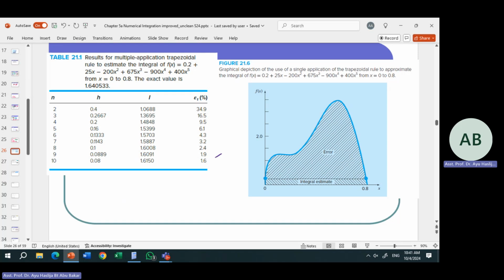Now, this example is used up to n equals 10. Okay, you see the true error when n equals 10, 1.6. So the higher the order, the lesser the error.